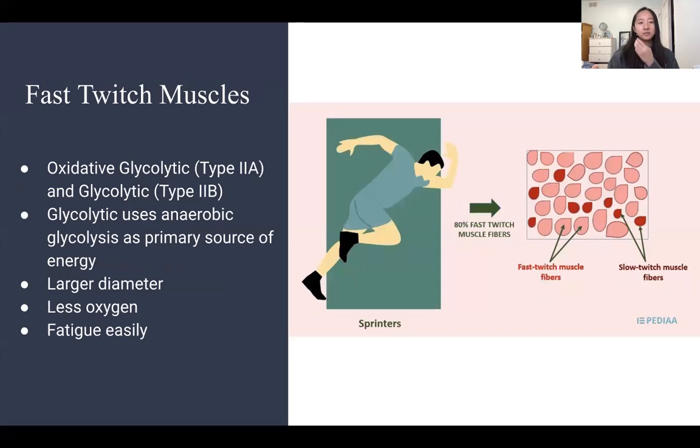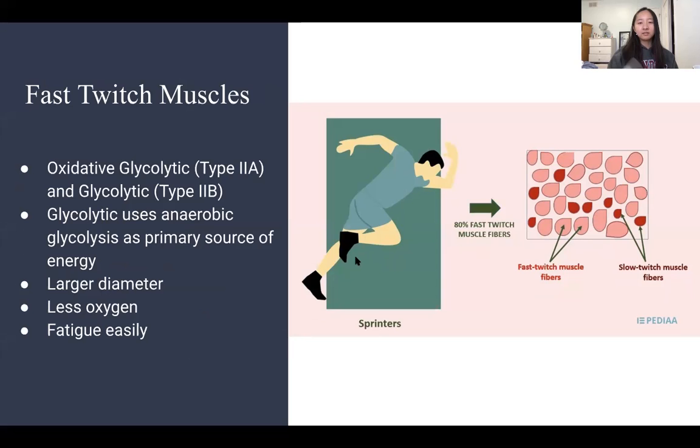Next are our fast twitch fibers or fast twitch muscles. They use a process that doesn't take oxygen to make energy. They're larger in diameter, they use less oxygen, and they fatigue a lot more easily. So yeah, you'll need to use your fast twitch muscles when you're sprinting.